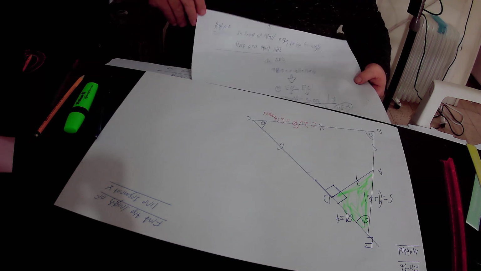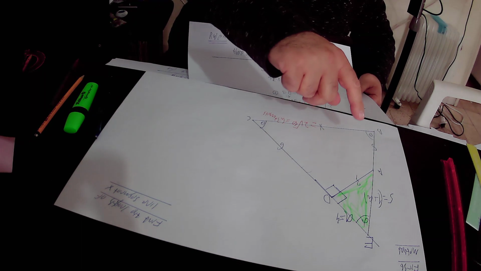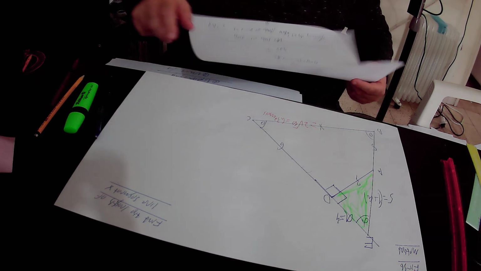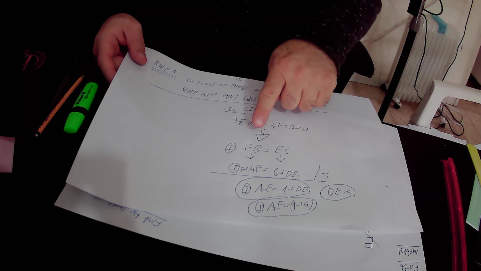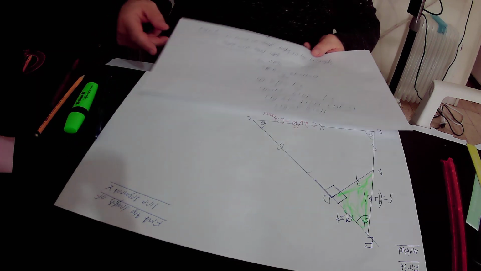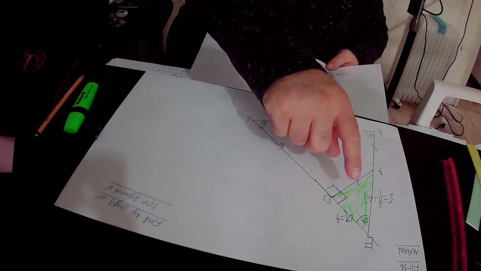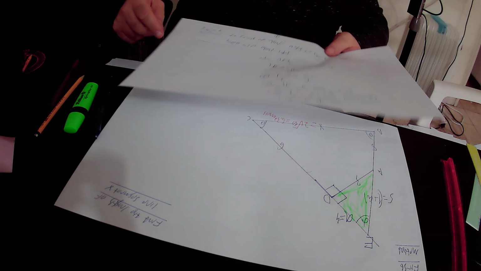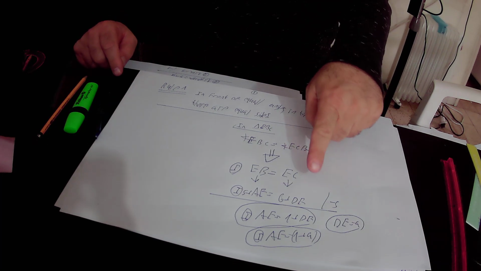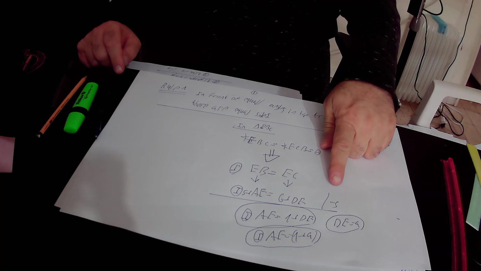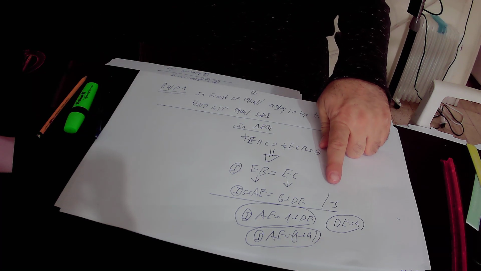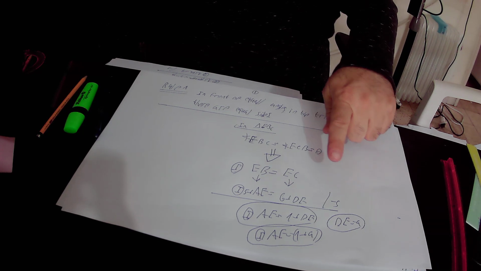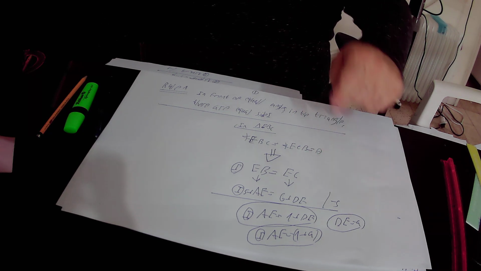But EB equals 5 plus AE, so we substitute EB by 5 plus AE. And EC equals 6 plus DE, so we substitute EC by 6 plus DE. We subtracted 5 from this equation, equation number 1, and we got that according to equation number 1, AE equals 1 plus DE.